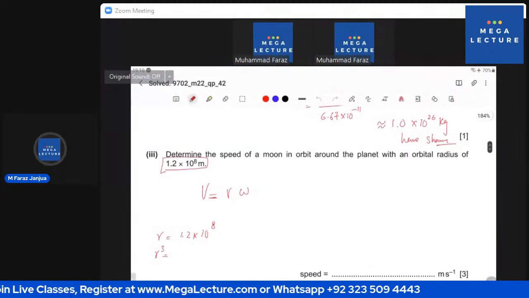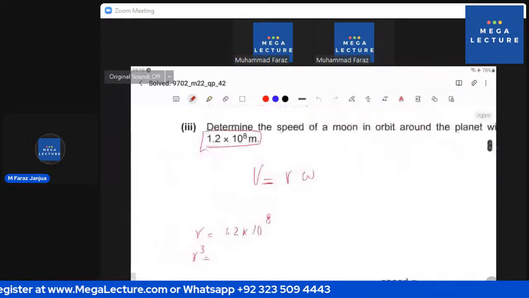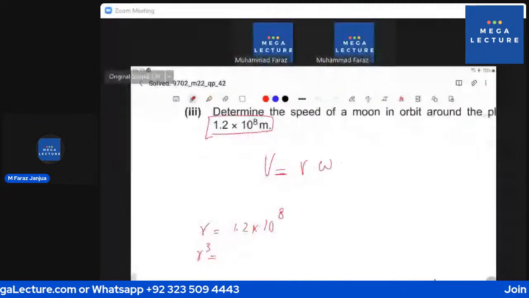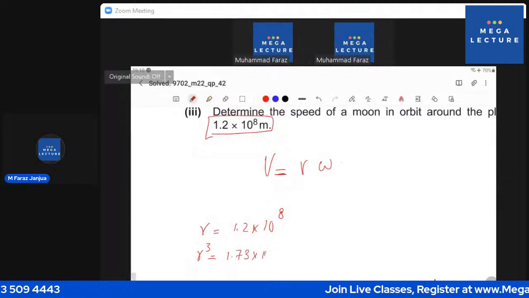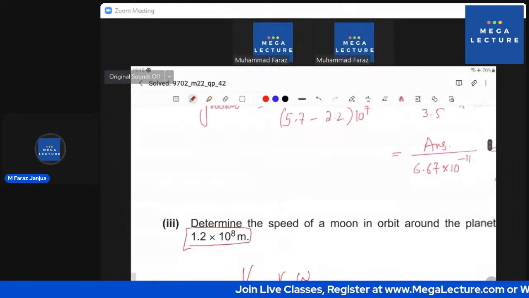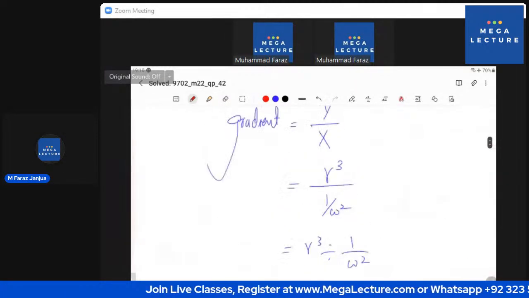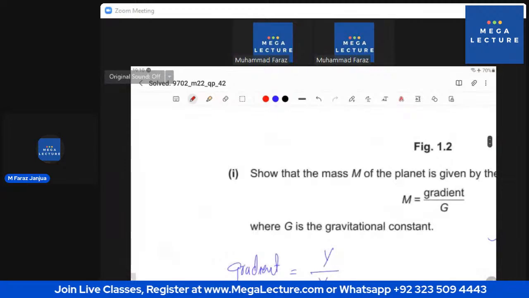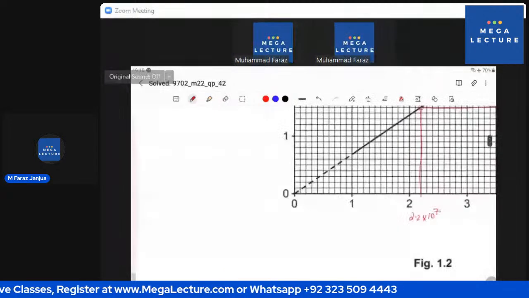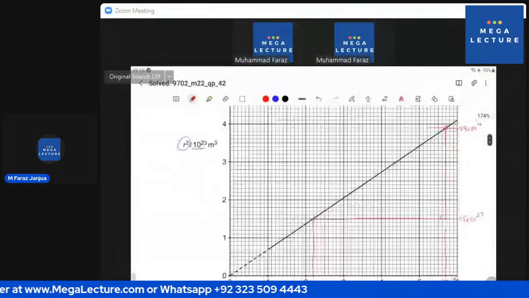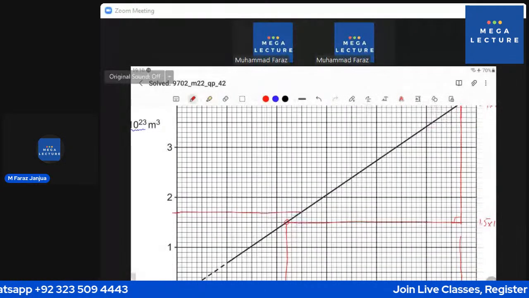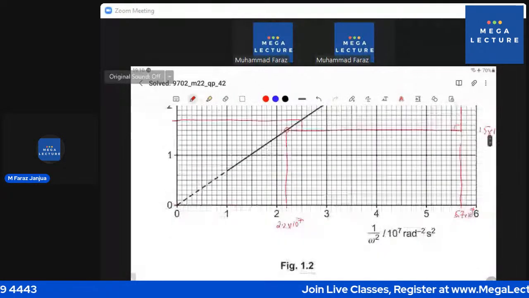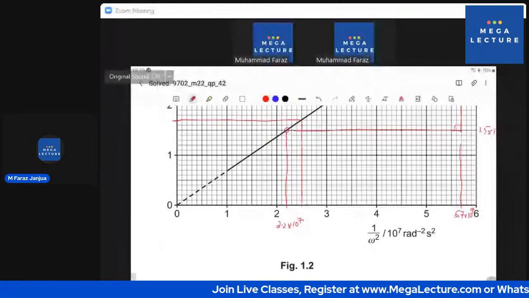Now the graph is drawn for r cube. So r cube will be 1.73 into 10 to the power 24. Now go for 1.73 on the graph. Go to the graph and you come down. So this is 2.5.